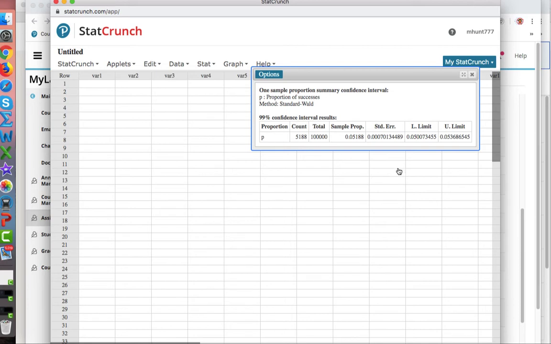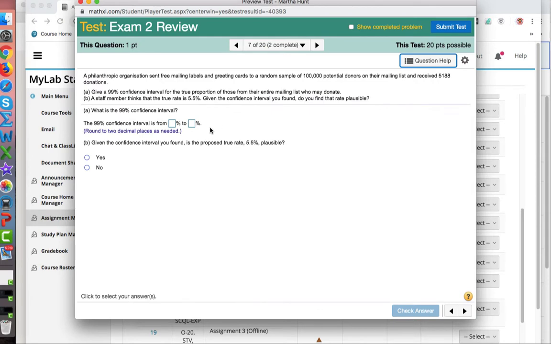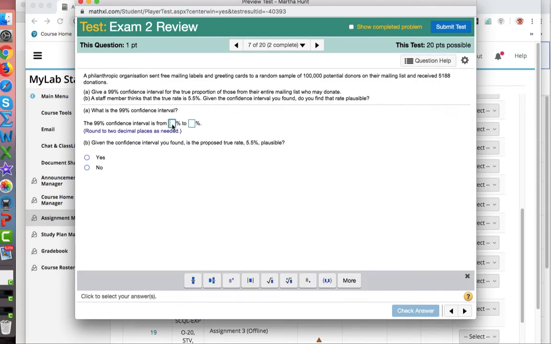So the lower bound in decimal form is 0.05007, and the upper bound is 0.05368. So I'm going back, and I want it in percent form, rounded to two places. It'd be 5.01% and 5.37%.